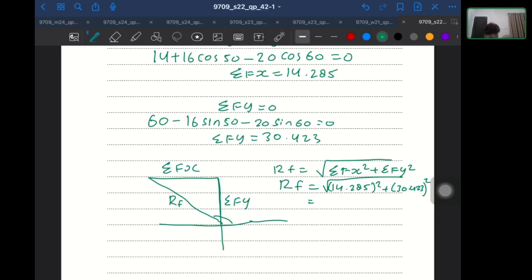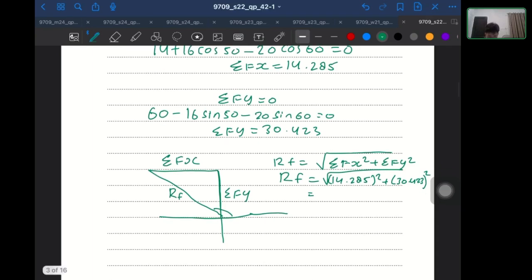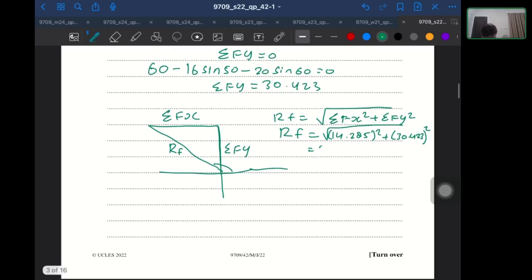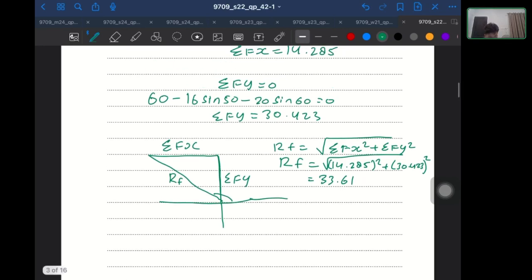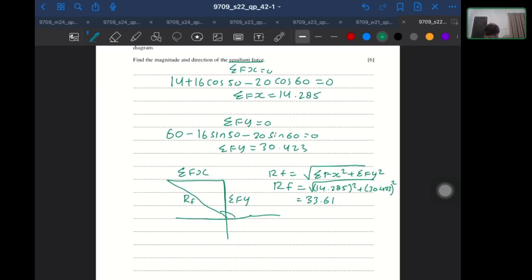So 14.285 squared plus 30.423 squared. Okay guys, so we have found the answer of 33.61. But guys, we haven't done yet. Why? Because we also need to find the theta. So how do we find the theta?